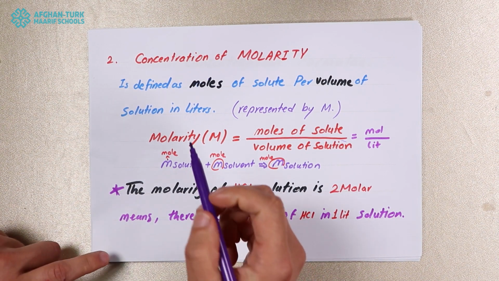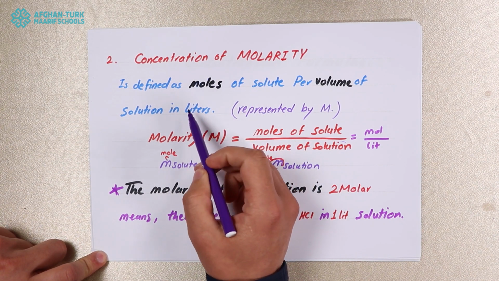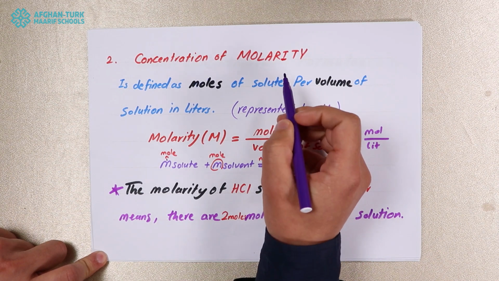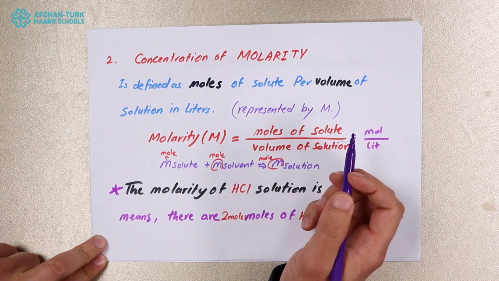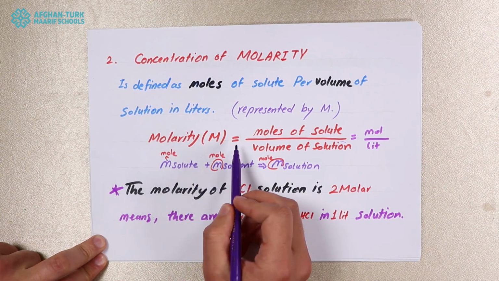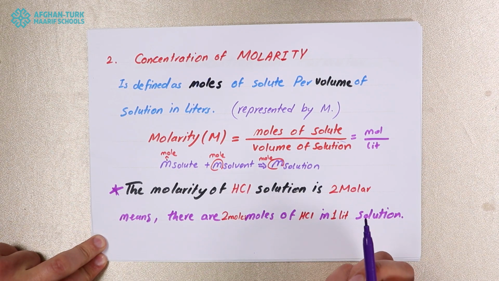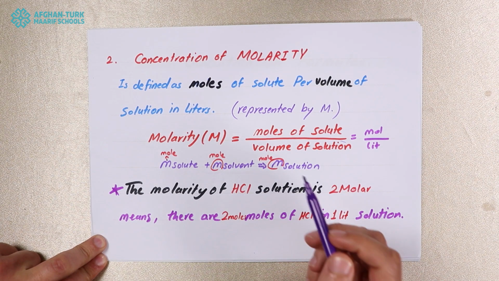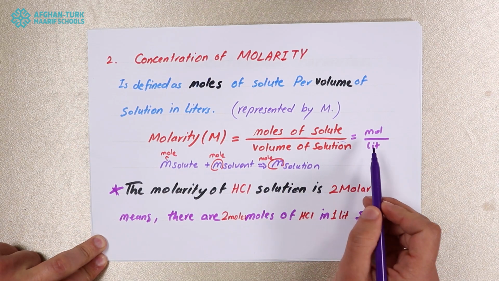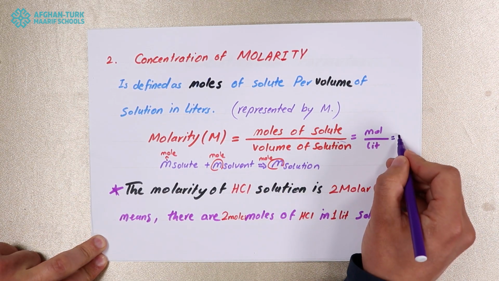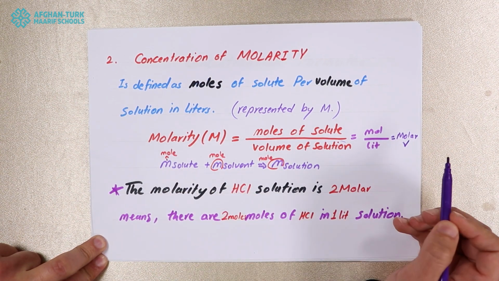Let's start our lesson. Concentration of molarity is defined as moles of solute per volume of solution in liters. Molarity is represented by capital M. Also, we can say molarity is equal to moles of solute dissolved in the volume of solution. As we studied last session, the unit of mole is mole and the unit of volume is liter. Mole per liter is equal to what? Molar. It means the unit of molarity is molar.